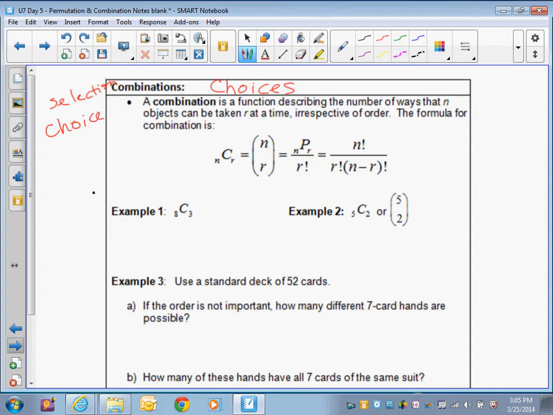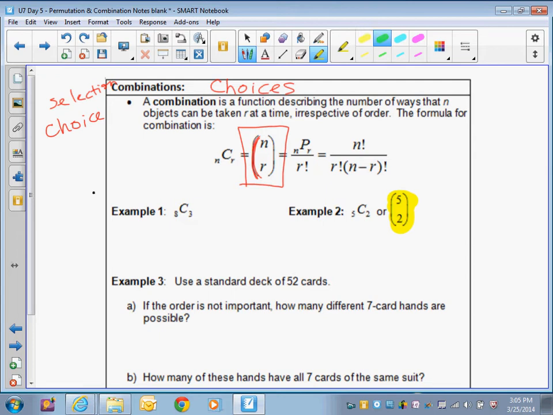So we have a C in the middle, still an N and an R. This notation is different. Think about maybe this parentheses as a very large C. So if you saw a question, like we see in example 2, we have these parentheses around 5 and 2. That's a combination. So I just don't want you to get confused and think that's a permutation. Big parentheses needed to see.